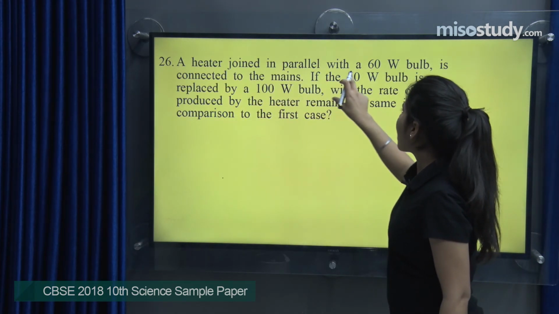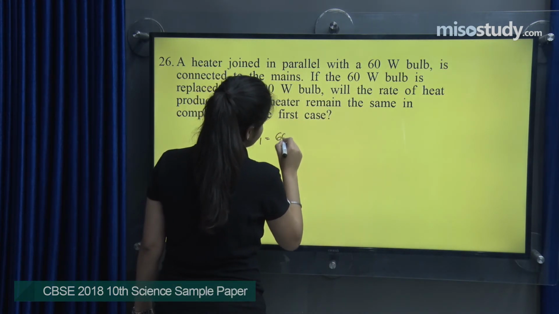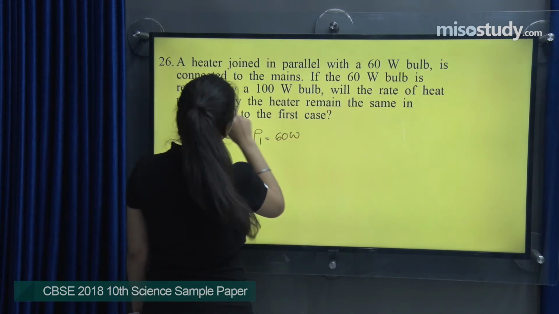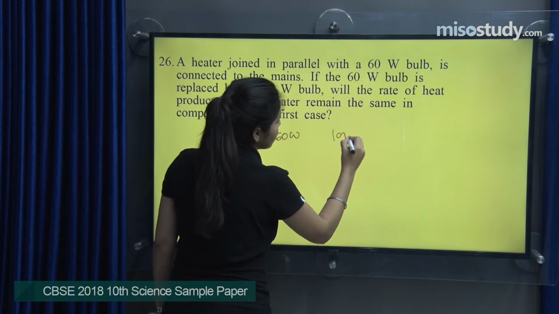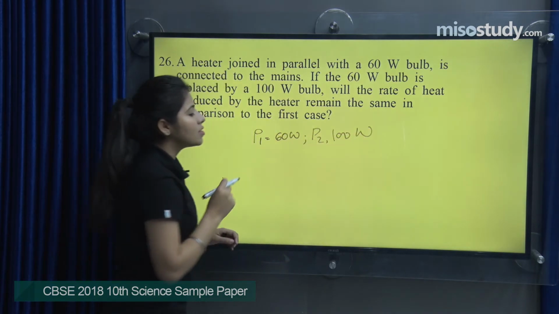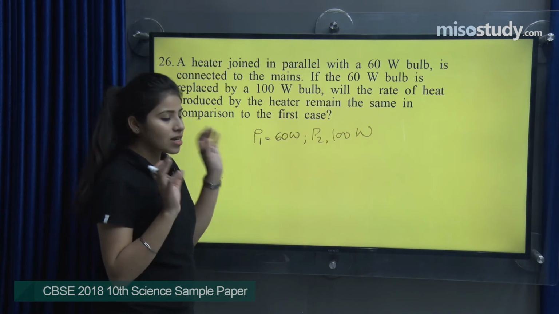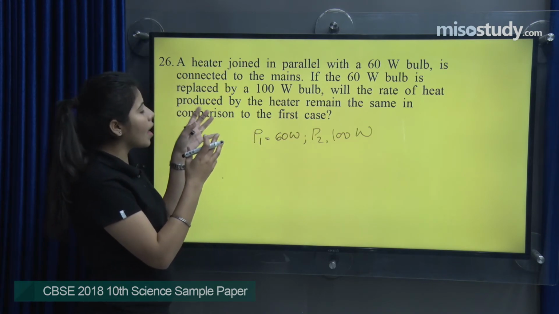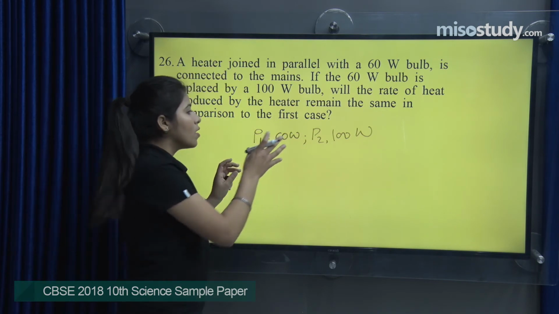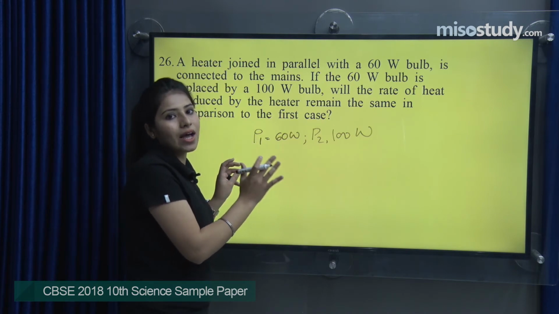A heater joined in parallel with a 60-watt bulb. Firstly, we have been given power. Secondly, it is connected to the mains. If the 60-watt bulb is replaced by a 100-watt bulb, and remember, since it is a thinking based question, a 2 marks question, we just have to apply our thinking and our knowledge about the formula, and we do not have to lengthen the answer. We just have to be on the point and tell the answer correctly.